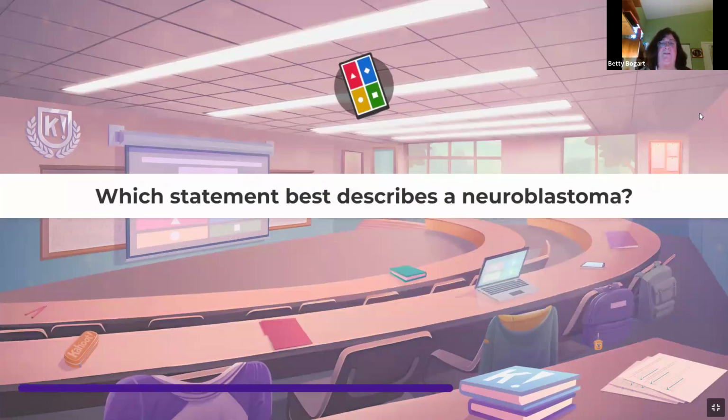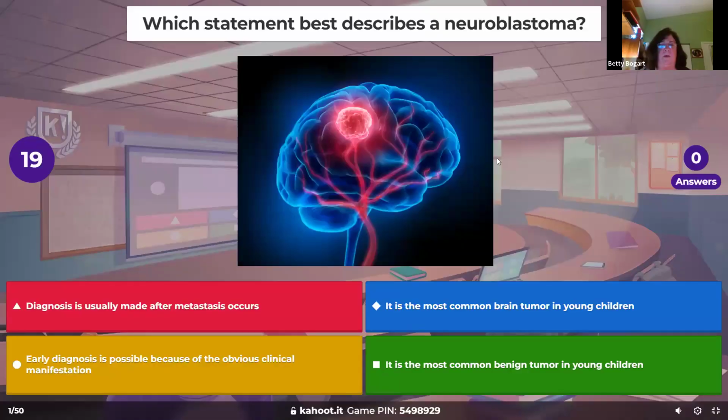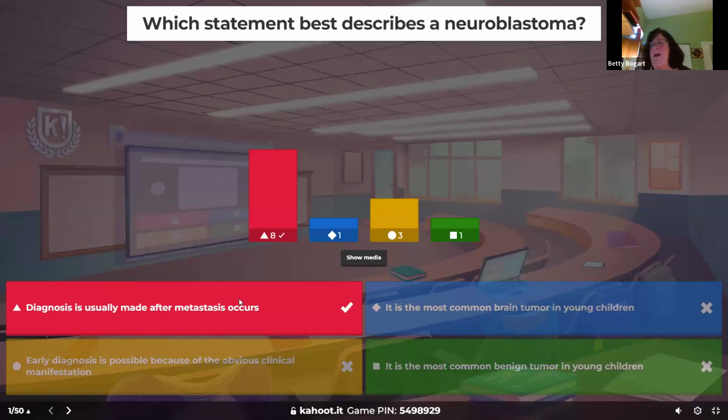Which statement best describes a neuroblastoma? Remember, this is the one that starts in the abdomen, right? And gets big, and then it goes to the brain. And it's usually already what? They're already metastasized by the time that we get it. It's very uncommon, very uncommon. Not many have it. That's why I didn't go into it totally in depth. It's just showing you sometimes how quick cancer can go on these kids.